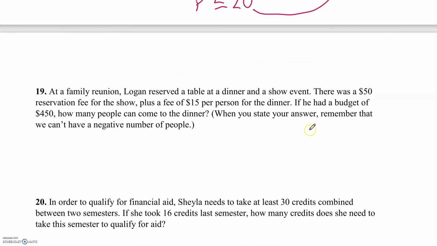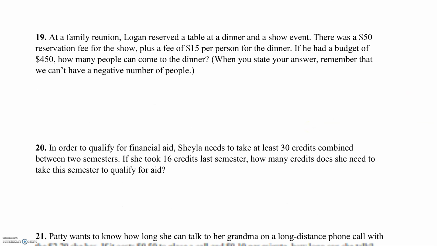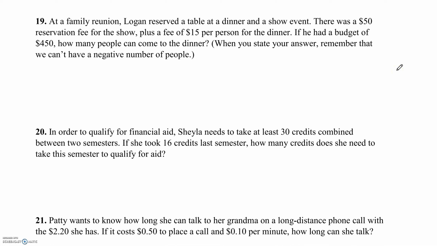Number 19 says, at a family reunion, whoops, let me scroll a little slower. At a family reunion, Logan reserved a table at a dinner and a show event. There was a $50 reservation fee for the show, plus a fee of $15 per person for the dinner. If he had a budget of $450, how many people can come to the dinner? And again, we're reminded that we can't have a negative number of people. So probably what that means, and we'll talk about this in a minute, is we're going to have to add something like this at the beginning, 0 less than or equal to. But we'll come back to that in a minute.